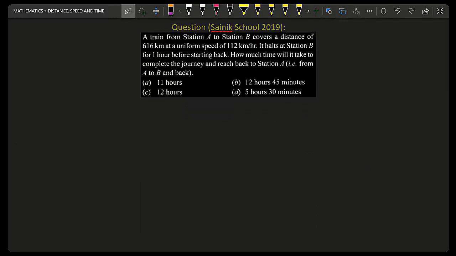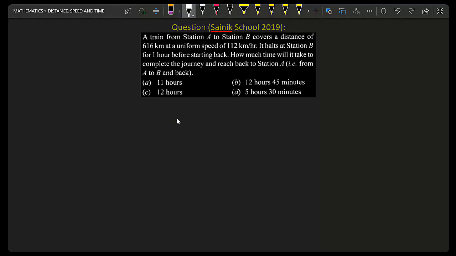Who's going to answer this? Yes, Harshvardhan, read the question again. Sir, a train from station A to station B covers a distance of 616 km at a uniform speed of 112 km per hour. It halts at station B for 1 hour before starting back. How much time will it take to complete the journey and reach back to station A?